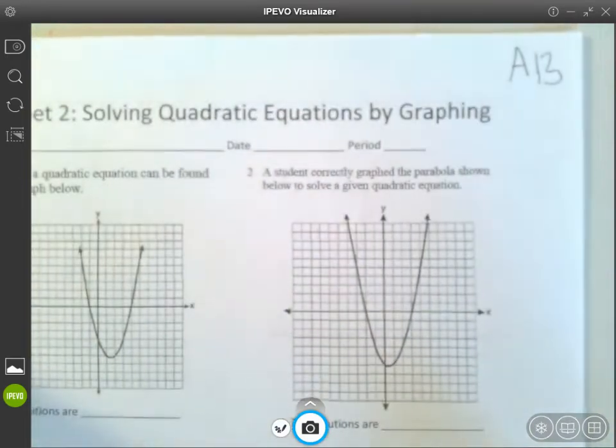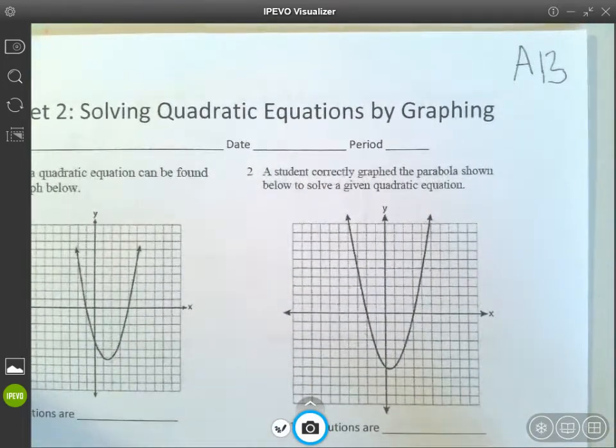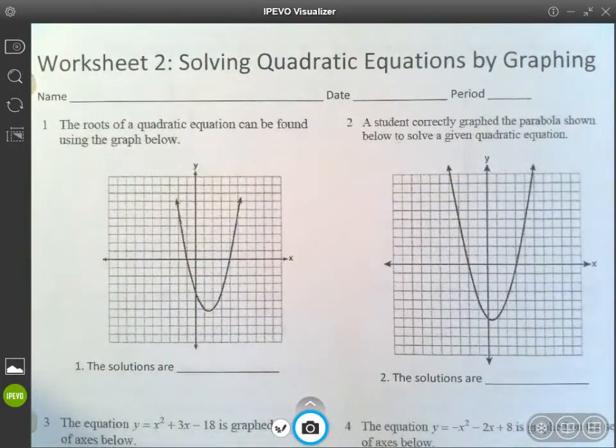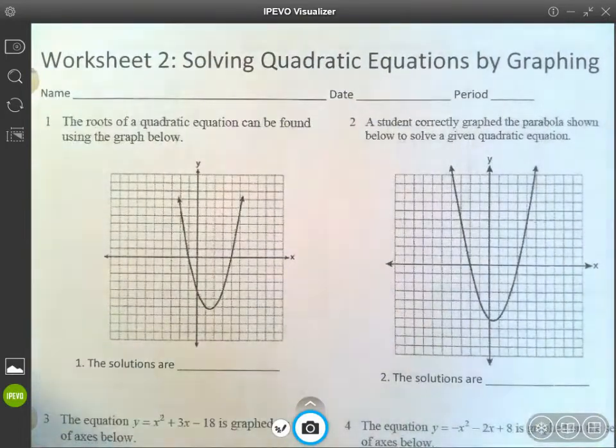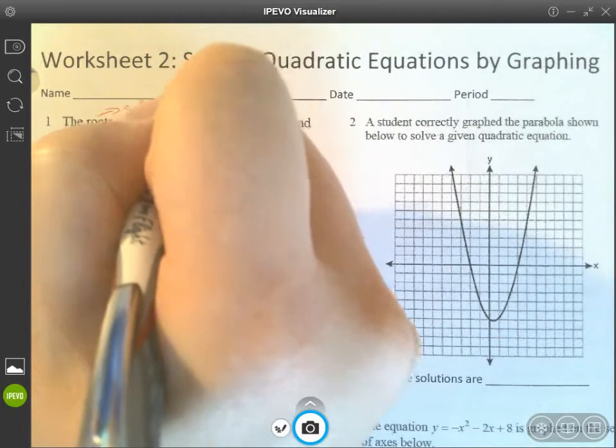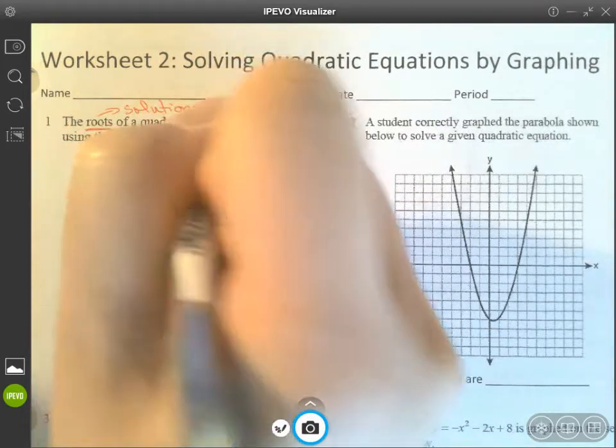All right, looking at A13 here, this is our practice worksheet. We're solving quadratics by graphing. The first 6 problems are already graphed for you, but I want you to look at the wording real quick. The roots. Roots is another word for solutions. The roots or the zeros.